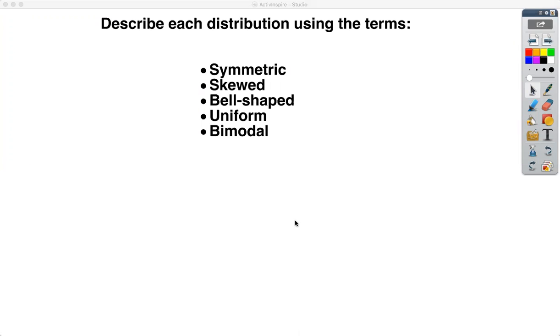Skewed means, well, when something is skewed left, fewer data points are found to the left of the graph. If it's skewed right, fewer data points are found to the right of the graph. So with skewed left, fewer data points are found towards smaller numeric values. Skewed right means fewer data points are found towards the larger numeric values. When something is bell-shaped, it creates that bell-shaped curve. Uniform means that each value has exactly the same frequency. And bimodal means when a data set has 2 modes.